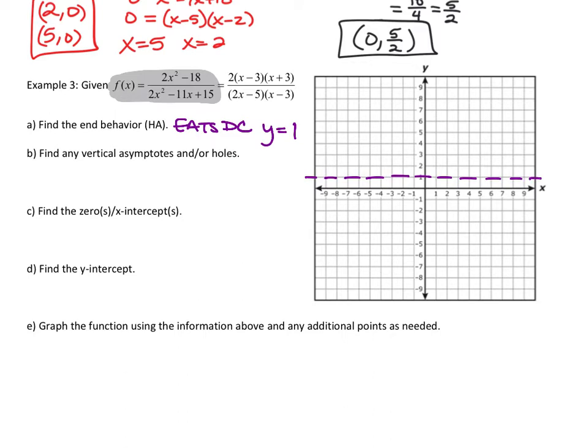Good start. It says find any vertical asymptotes or holes. So to check for holes, remember what I'm going to do is look and see if this graph essentially has a hole somewhere. And that is going to occur when some of these factors cross out. So x minus 3 is going to be where my hole exists. So there's going to be a hole at x equal to 3. And I'm just going to put a little arrow here, and I'm going to say hole because we need to remember that for later. Just a note to myself.